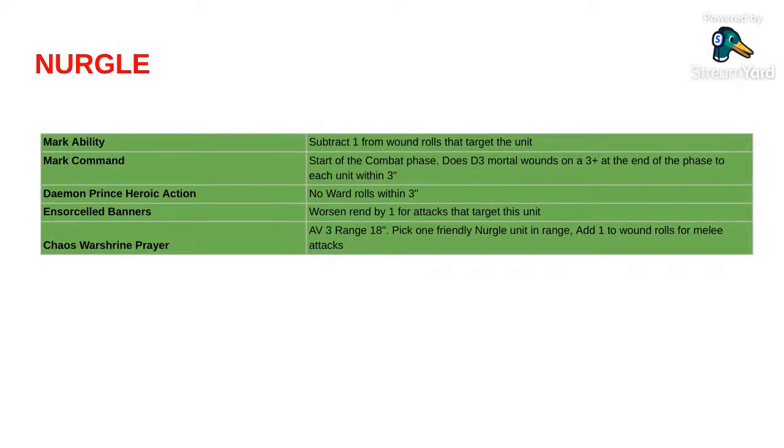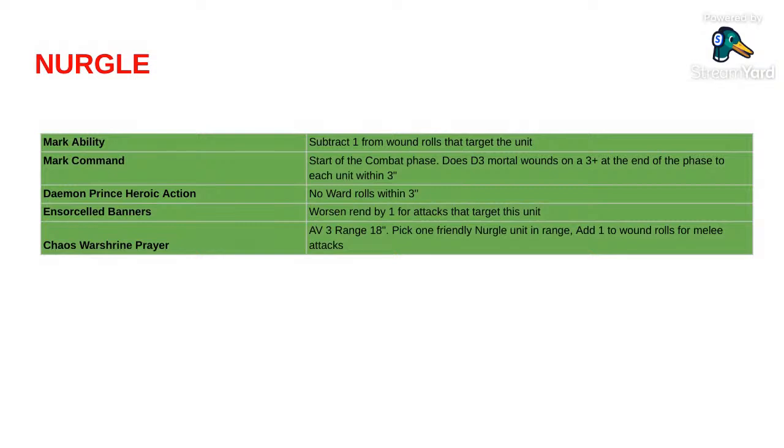Your Ensorcelled Banner. Now, this one got an FAQ already. So what it has been changed to is that you worsen the Rend characteristic for attacks that target the unit with the banner. Again, this is very, very powerful. For all intents and purposes, there's so much Rend in this game right now. This is basically just giving the unit +1 save, right? So it's just making a unit incredibly tanky.